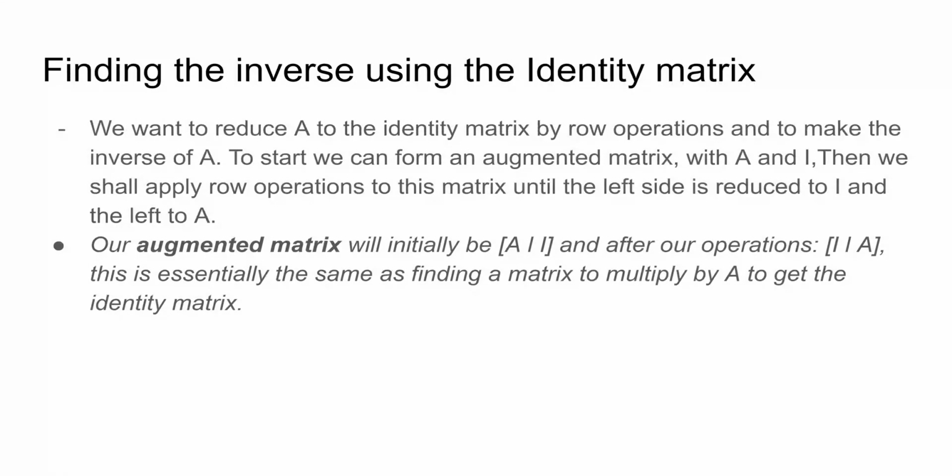So to find the inverse using the identity matrix, we want to reduce A to the identity matrix, right? Because if we multiply A by its inverse, we should get the identity matrix. It's the same thing as imagine multiplying 6 times 6 to the negative 1, the inverse of 6. You will get 1 every time. It's the same thing with matrices.